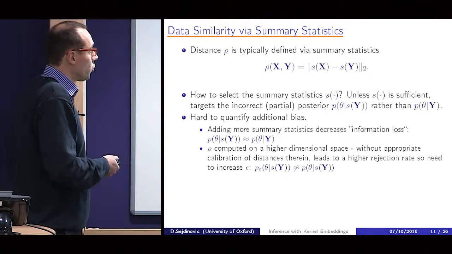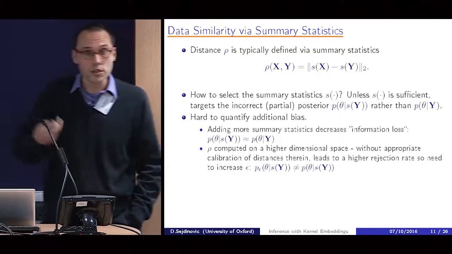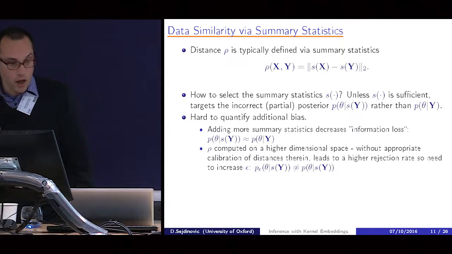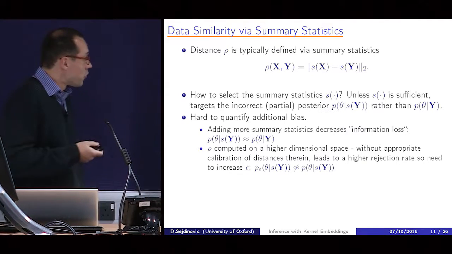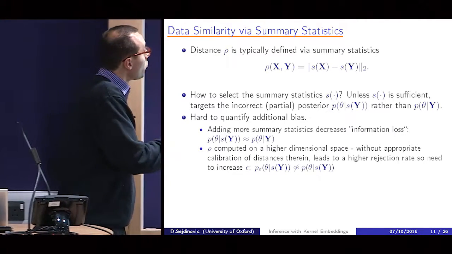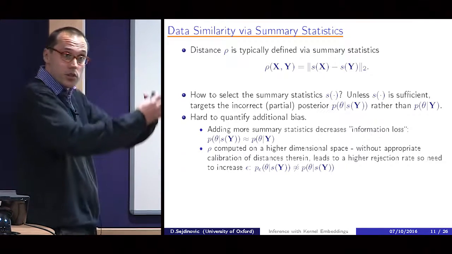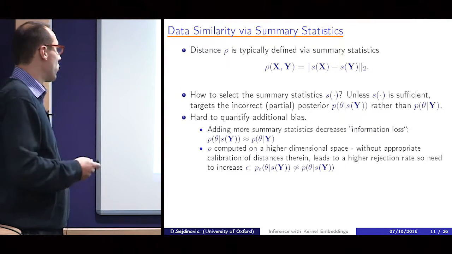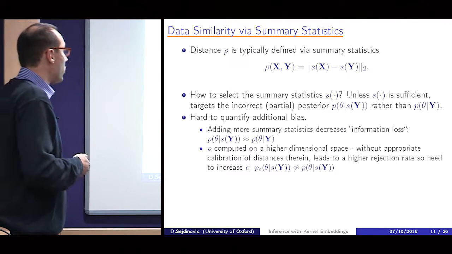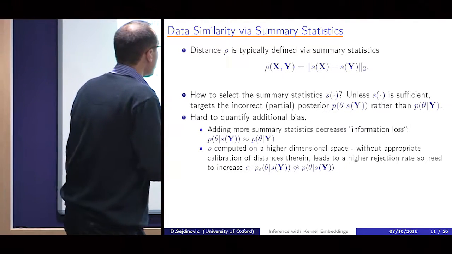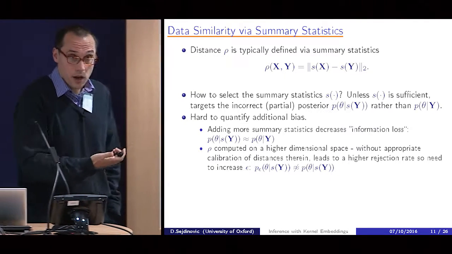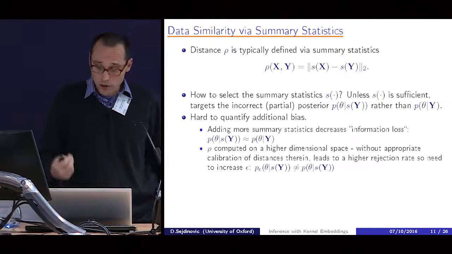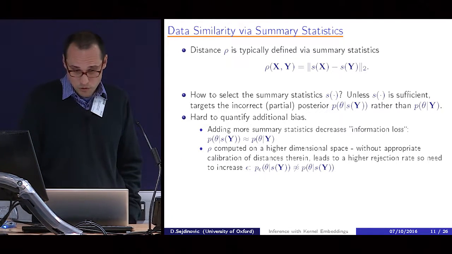So what would you do then? Well, you would add more summary statistics to ensure that they are more sufficient. But then you would compute this kind of distance on a higher dimensional space because you're increasing into a bigger Euclidean space. And without appropriate calibration of these distances, you would just get a higher rejection rate. So there's this kind of trade-off between sufficiency and the rejection rate.